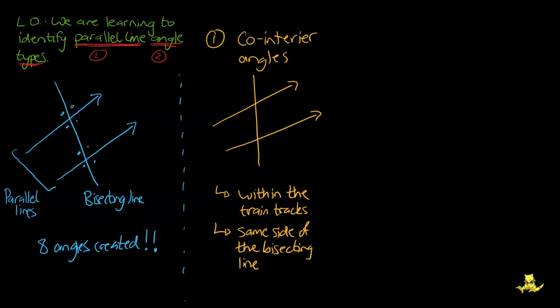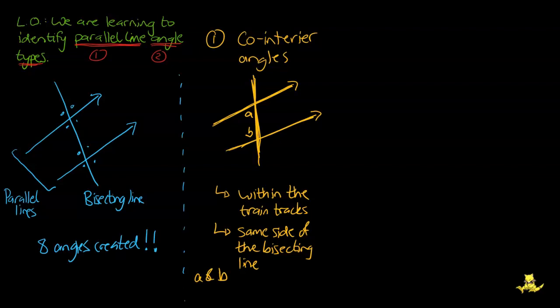So an example would be, let's draw this angle here, A and B. They would be co-interior angles, because if you have a look, the train tracks are the parallel lines. They both sit within the train track. And if you have a look at that bisecting line, the one going up and down, they're both on the left-hand side of that bisecting line. So A and B would be an example of that.